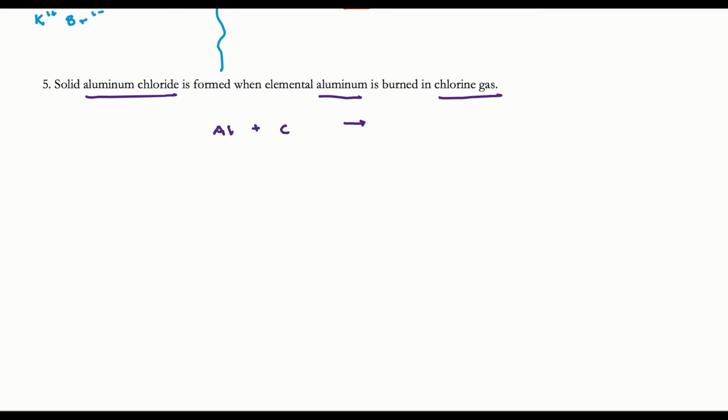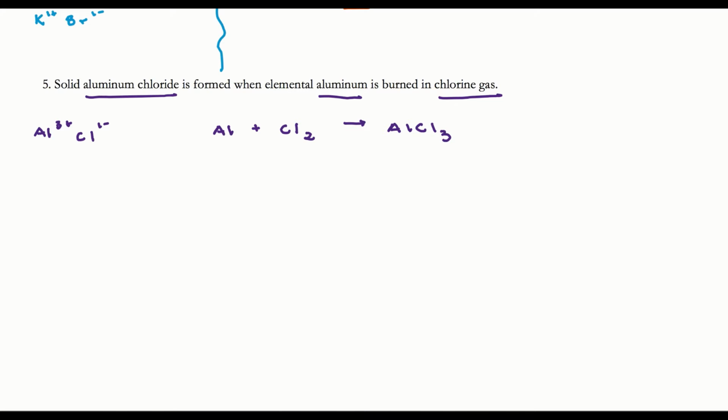Well, remember, I can't just write this as Cl because Cl is one of my 7 diatomic elements. So it's going to be Cl2. Aluminum's fine being by itself. It's not diatomic, but chlorine is diatomic, so it cannot exist by itself. Now I've got to figure out the formula for aluminum chloride. So aluminum has a 3+ charge. Chlorine has a 1- charge. So when I cross my charges, I get AlCl3. Okay. Now I've got to balance.